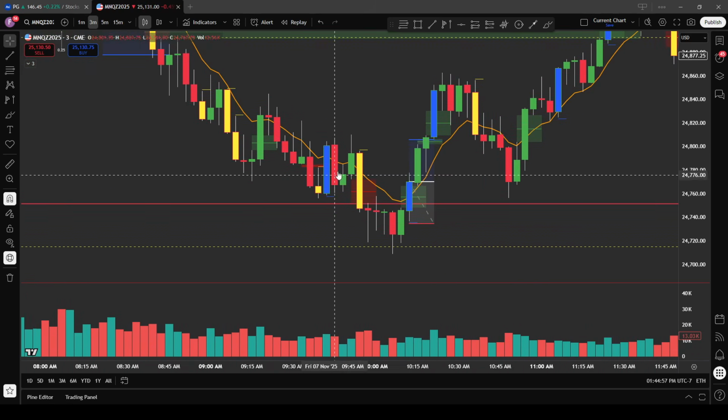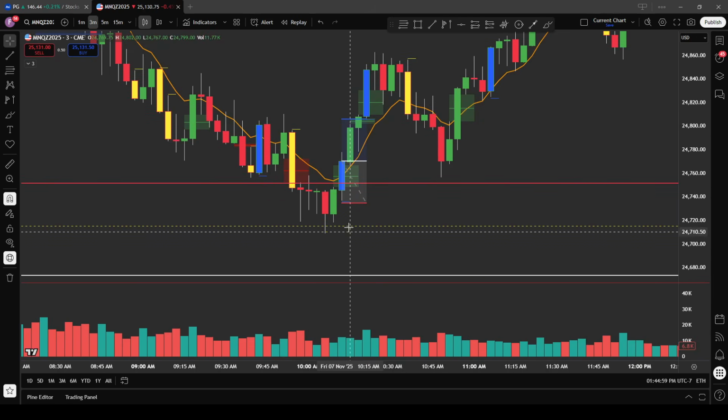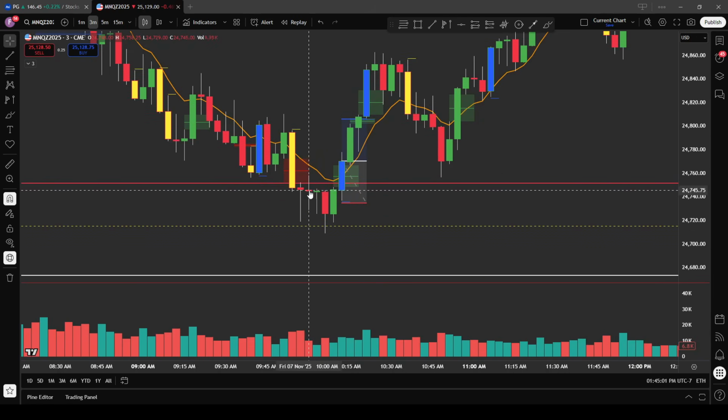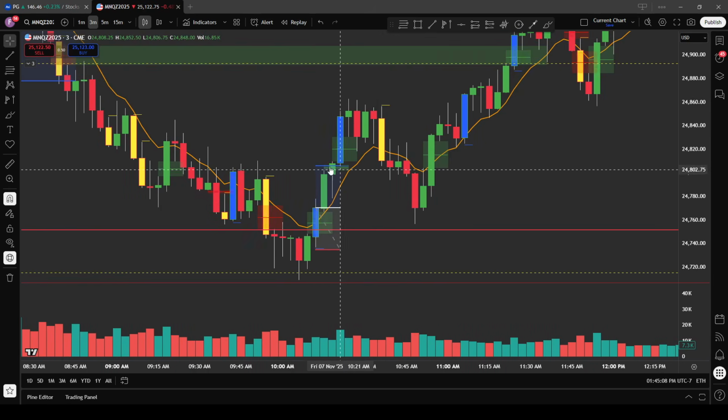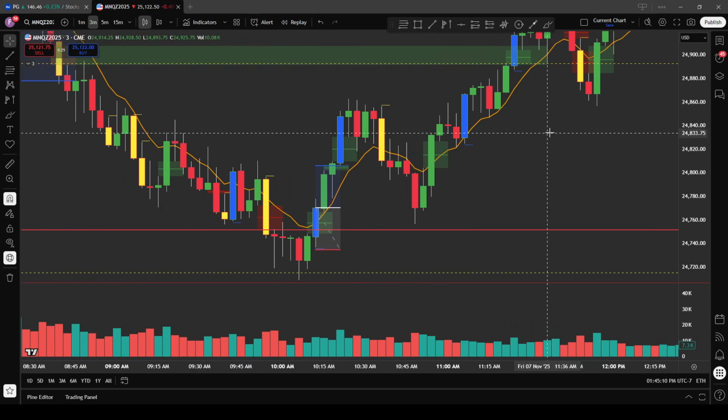So here you can see price came down and tested the point of control. We got this outside close with volume on the right side of the 9 EMA, and price shot up. That's a good trade right there on the 3 minute chart.